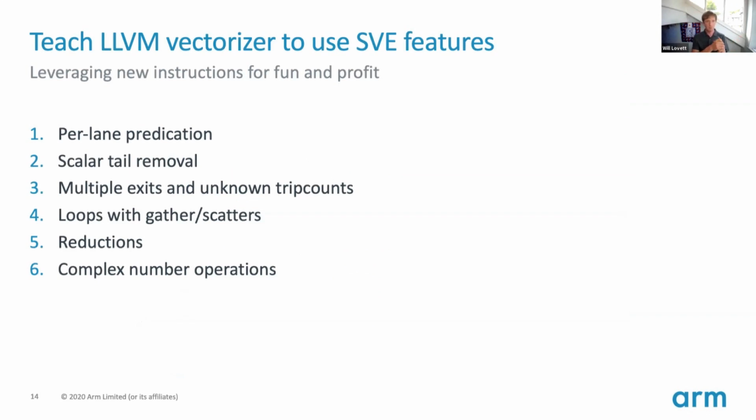It is possible to remove scalar tails. I'll describe that. It's possible to make vectorized loops that have multiple exits or unknown trip counts. You can handle loops that contain complicated data access patterns like gathers and scatters. It has good support for doing reductions in a few ways, and has good support for complex numbers. So I'm gonna run through those as quickly as I can and describe where we've got to with support for those and what work is left.